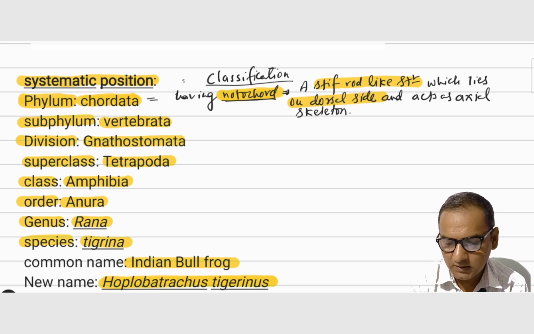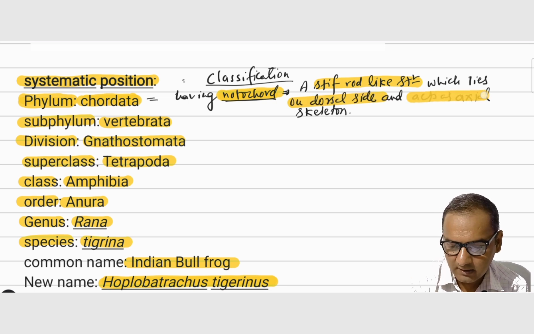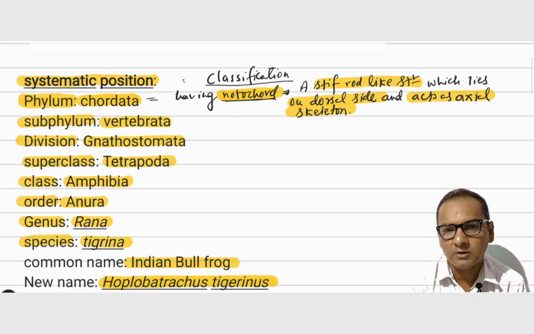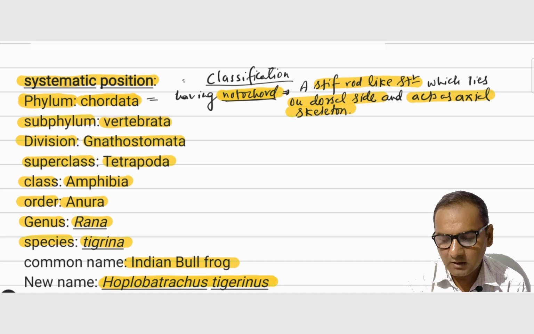which is present dorsally, and it acts as axial skeleton. It acts as axial skeleton means that it is present in the axis of the body. Axis refers to the imaginary line which passes from the center of the body. That line is called the axis, and the notochord is present in the axis and it provides support to the body. That's why it is called skeleton. So commonly we say it is axial skeleton.